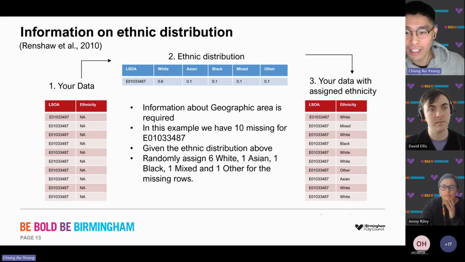So when you are trying to complete the missing data, you will randomly assign according to the distribution. So if we have 10 missing in your dataset, we will randomly assign 6 white ethnicity, 1 Asian, 1 Black, 1 mixed, and 1 other in the missing rows, and the completed, assigned dataset will be on the right-hand side.